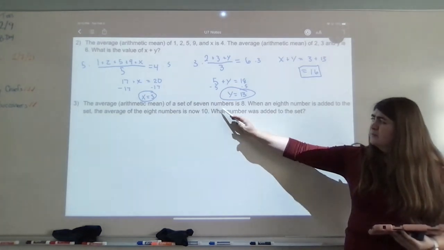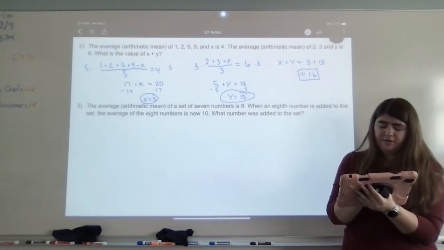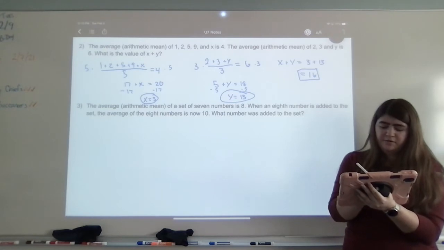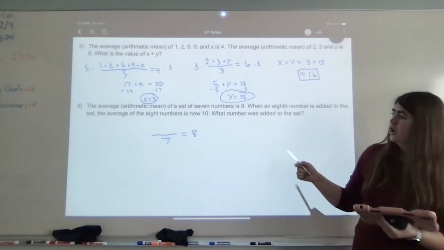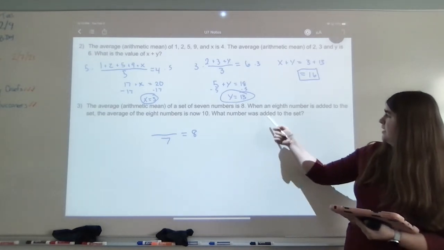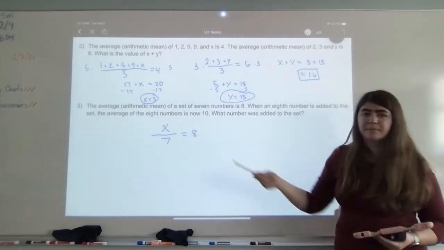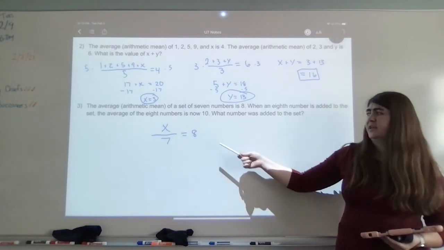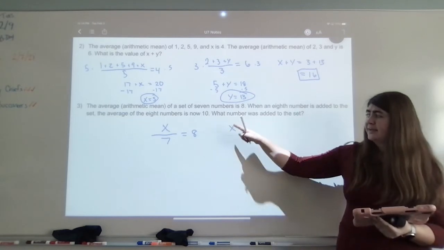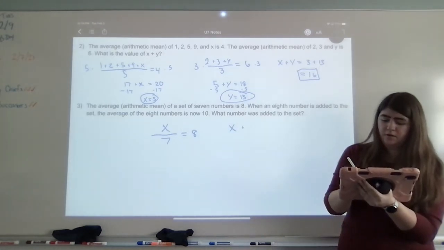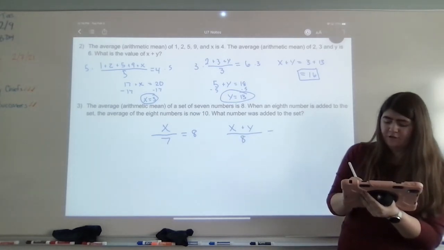So 7 numbers added together, the average of 7 numbers is 8. So you have something divided by 7 is equal to 8. And we know that we added an 8th number, so this is our sum. Our sum of the 7 numbers is x. That divided by 7 is equal to 8. Then we took our data set, our 7 numbers, we added an 8th number, which I'm going to call y, and now we're dividing by 8 because there's 8 numbers, and that average is 10.